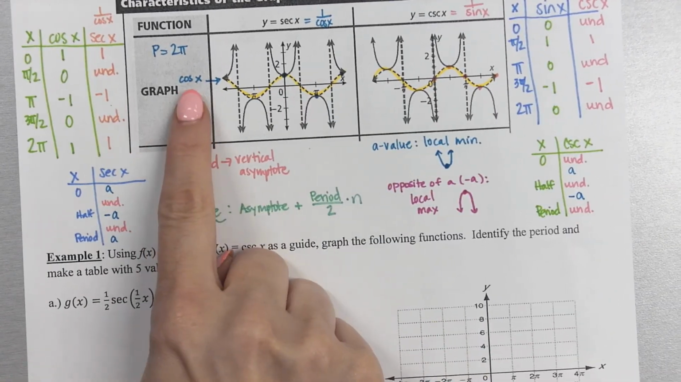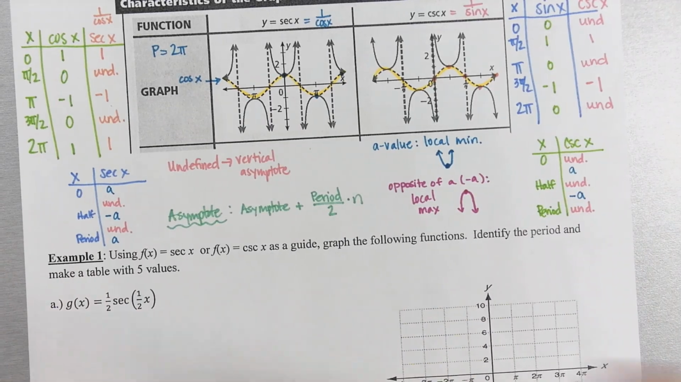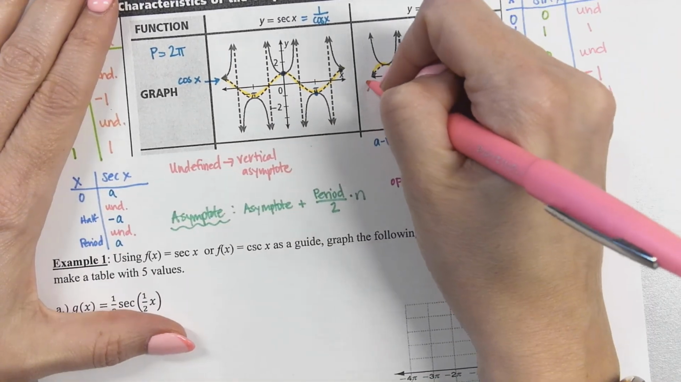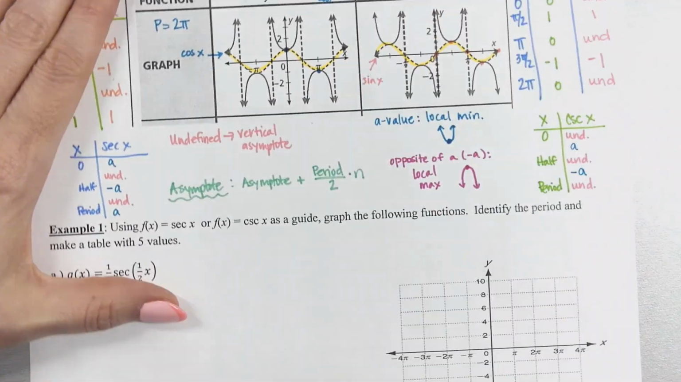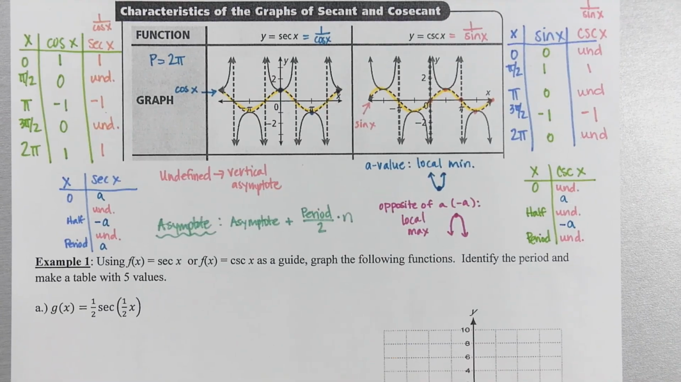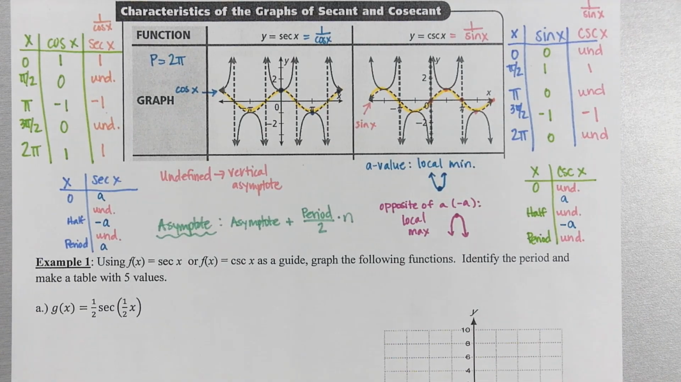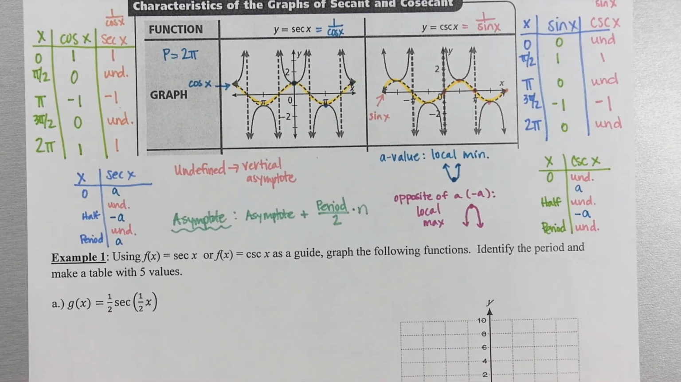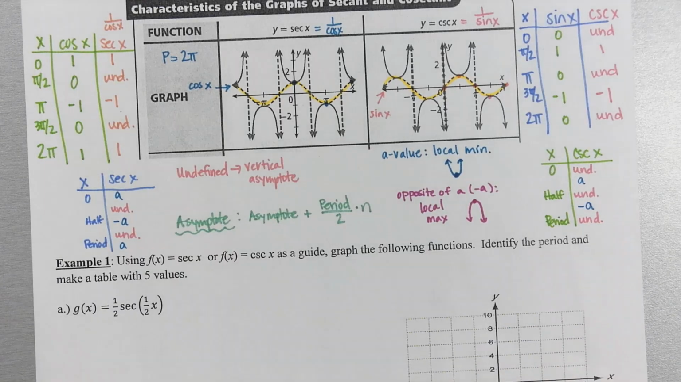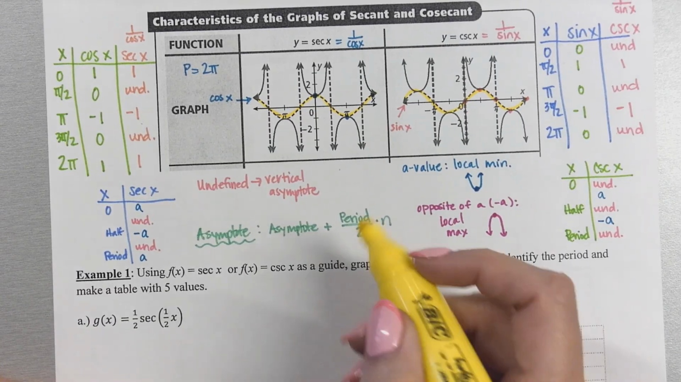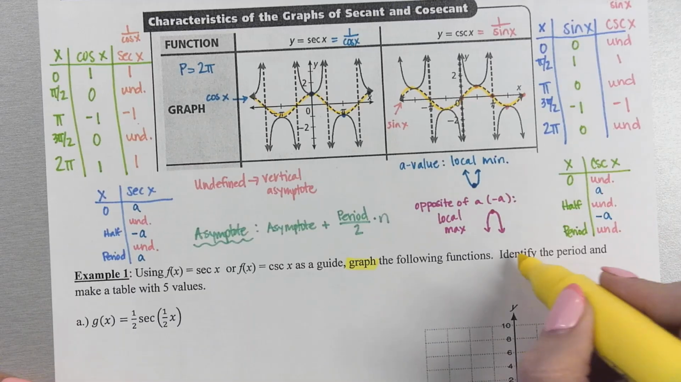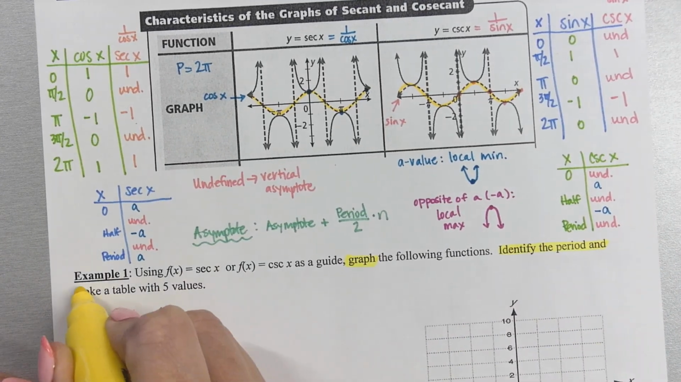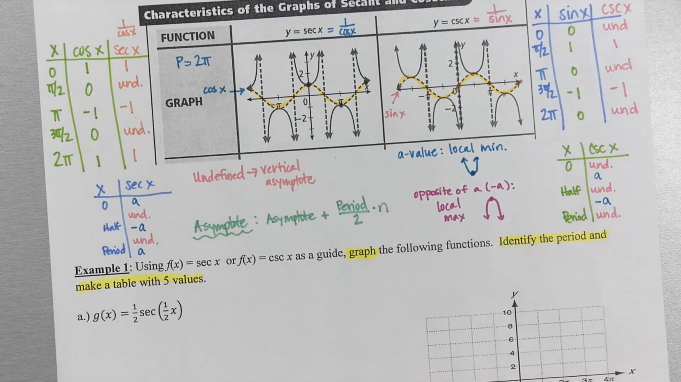Oh, we labeled this one as the cosine. We didn't label this one as the sine. Let's do that to make it the same. What I highlighted in yellow there, you are not going to be including that on your graph, but you are going to be thinking about that as you make your table. We're going to use the secant or the cosecant as a guide to graph the function. You are going to identify the period and make a table with 5 values. You also need to identify the asymptotes.